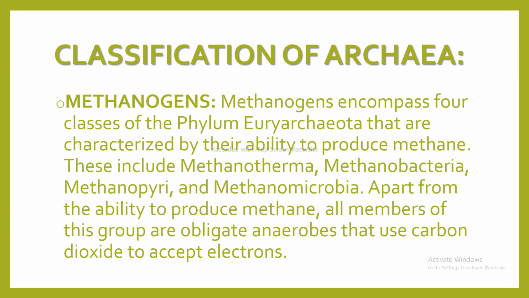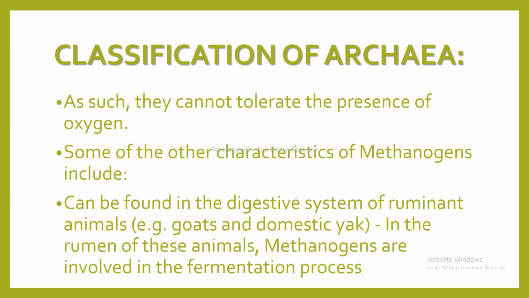Next is the methanogens. Methanogens encompass four classes of the phylum Euryarchaeota that are characterized by their ability to produce methane. These include the Methanothermia, Methanobacteria, Methanopyri, and Methanomicrobia. Apart from the ability to produce methane, all the members of this group are obligate anaerobes that use carbon dioxide to accept the electrons. As such, they cannot tolerate the presence of oxygen.